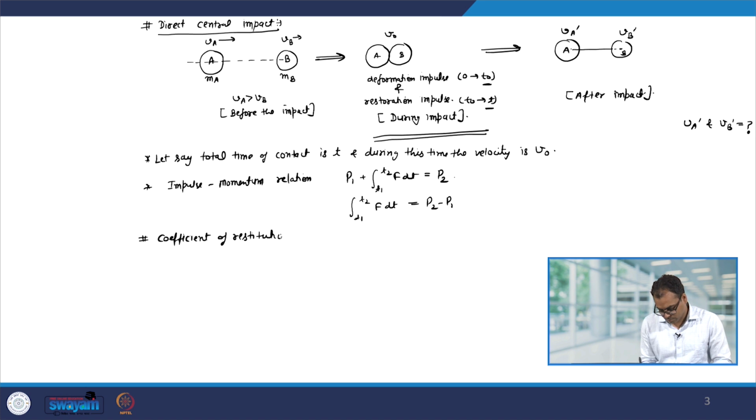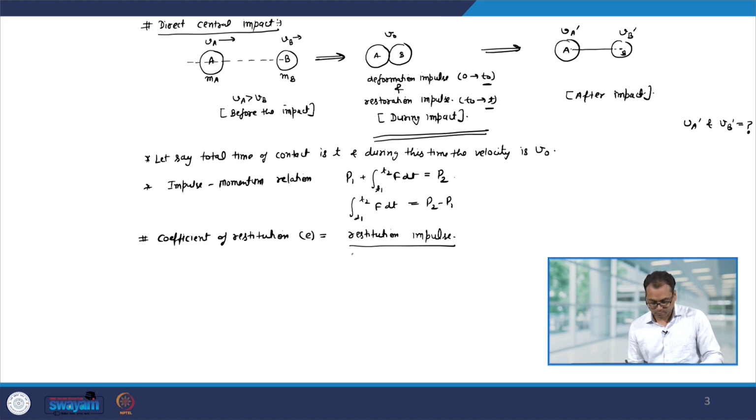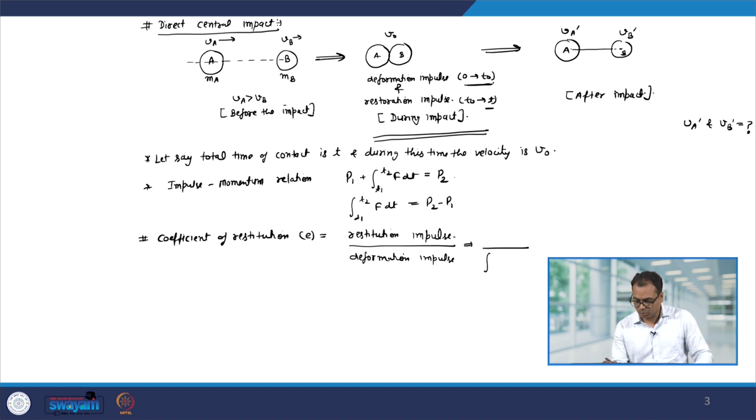It is denoted by E, and this is the ratio of the restitution impulse divided by the deformation impulse. So, we have the restitution impulse divided by the deformation impulse. Let us look at the deformation impulse. The deformation is from 0 to t0. Let us say the deformation force is F_d. So it is F_d dt, and the restitution is from t0 to t, F_r dt.